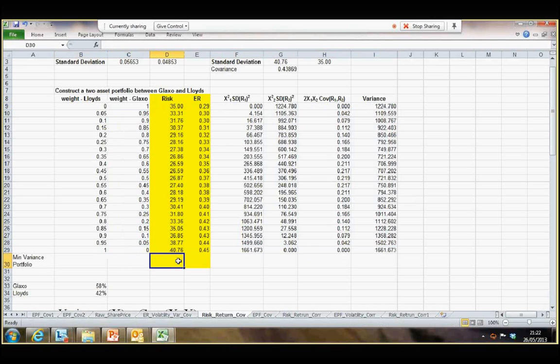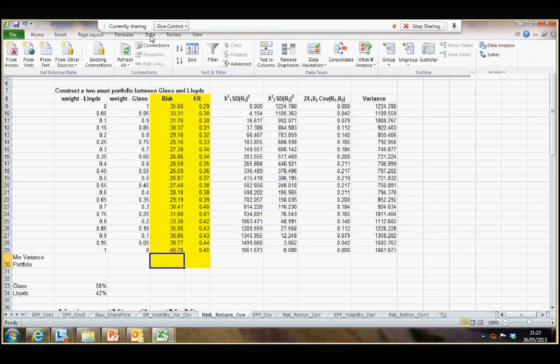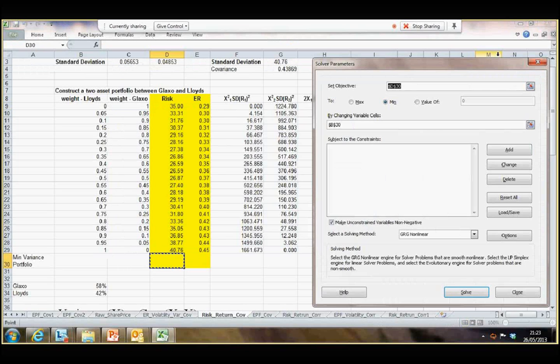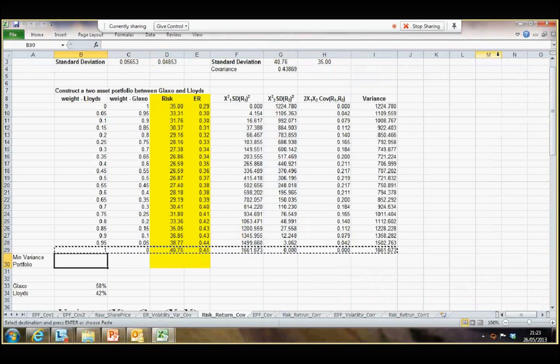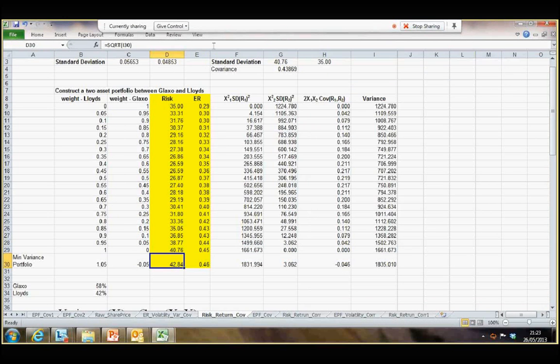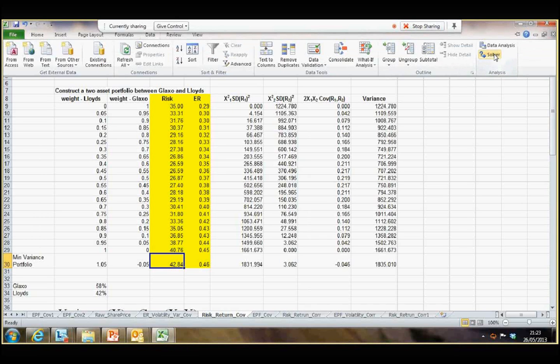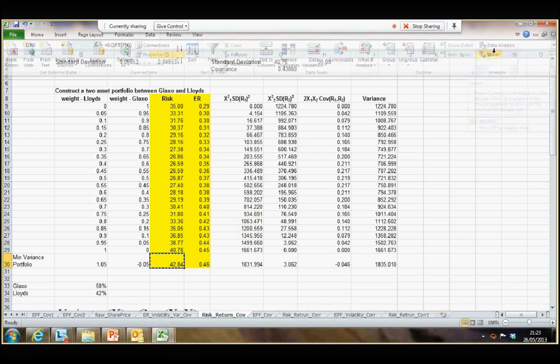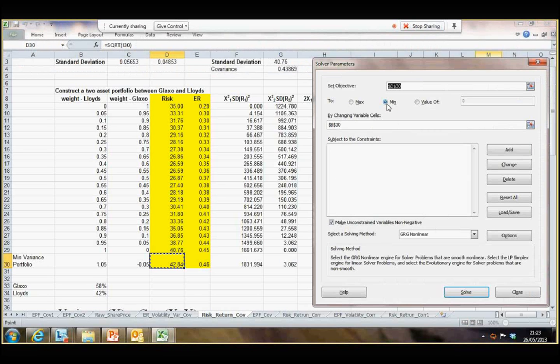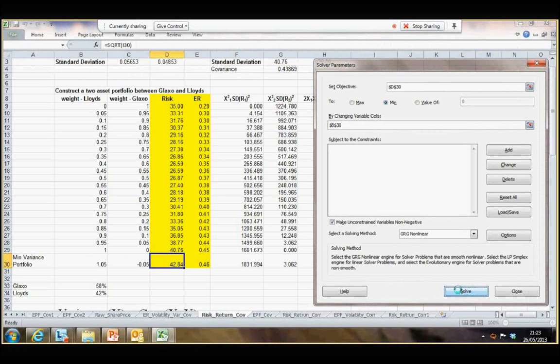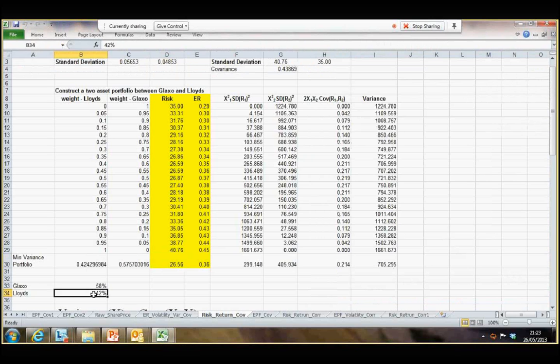To do that, I will ask the computer to help me, and if I click the solver function, then I can do it. But before that, what I need to do is copy this, put it down, and over here is the place where I want to create the minimum variance portfolio. I'll ask the solver to do it for me, and that's D30. That is what I want minimum by changing this B30. And if I click okay, then that basically means 42% investment in Lloyd's and 58% investment in Glaxo will give me my minimum variance portfolio, which is here.